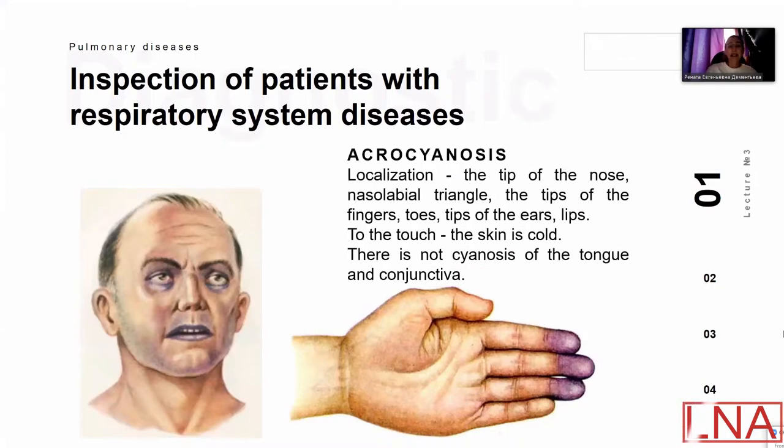And this is a picture of a patient with cyanosis. There are three types of cyanosis: acrocyanosis, diffuse or central cyanosis, and local cyanosis. Acrocyanosis is a mixed type of cyanosis, more significant for patients with heart failure. But the presence of respiratory failure does not exclude symptoms of heart failure too.